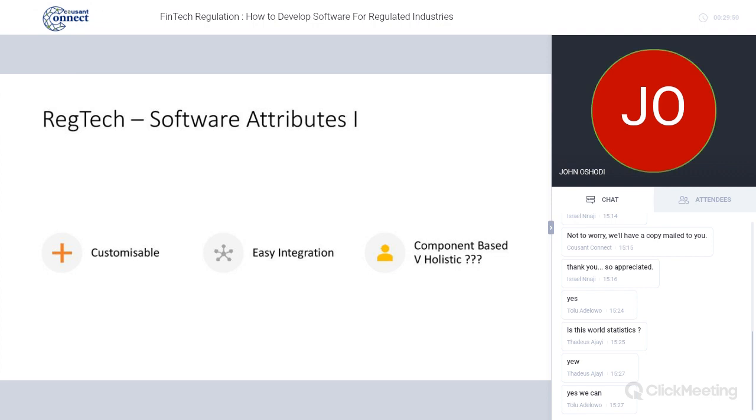Right, what are the attributes of RegTech software? They're always customizable. They have to be customizable, because if you build software that's not easily customizable, then you're defeating the point of trying to save cost. So you need to write your software in a way that it adapts. Why does it need to adapt? Like I said before, regulatory requirements change. Sometimes monthly, sometimes 6 monthly, they change and new ones come out every year. So you need to be able to customize your software to deal with those.